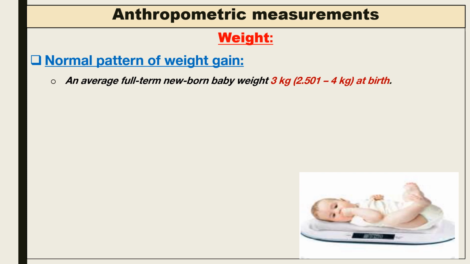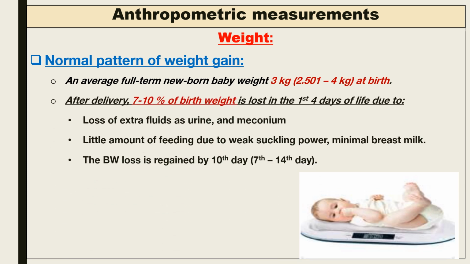So its average weight is about 3 kg. After delivery, the baby loses 7 to 10% of birth weight in the first 4 days of life. Why does this happen? What are the causes for loss of weight ranging from 7 to 10% of birth weight? The causes are different. Firstly, loss of extra fluids as urine and meconium, and little amount of feeding due to weak suckling power and minimal breast milk. But the birth weight loss is regained by the 10th day, from 7 to 14 days actually.